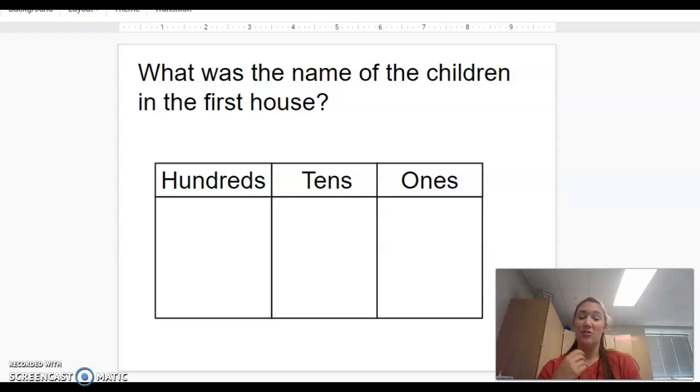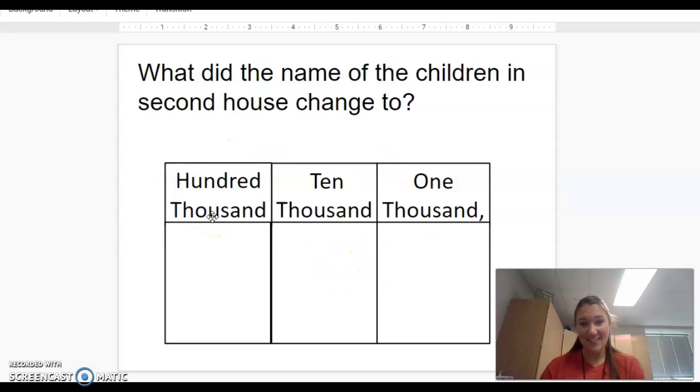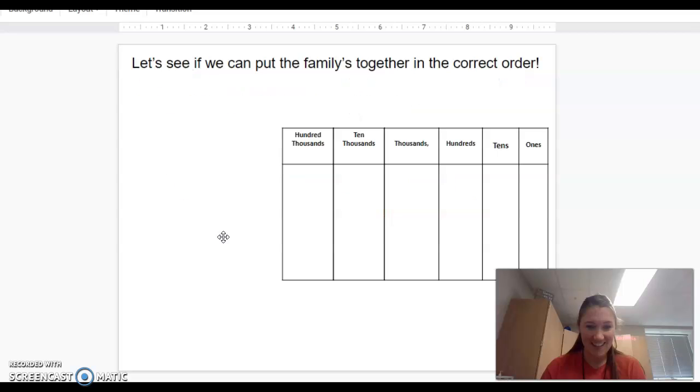What was the name of the children of the first house? We have ones, tens, hundreds. What did the name of the children in the second house change to? We changed that to thousands. You can think of that as their last name. We have 1,000, 10,000, 100,000. And here we can see them put in order: ones, tens, hundreds, thousands, 10,000s, and 100,000s.